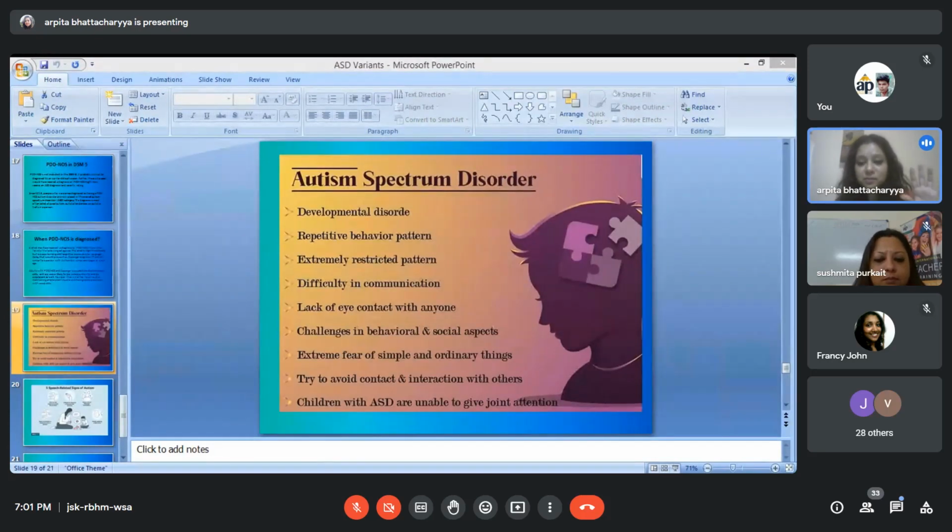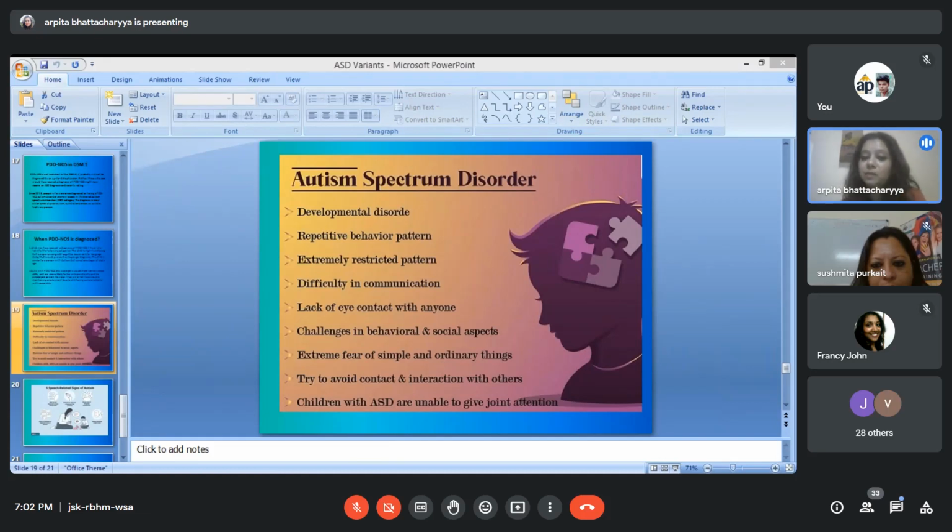So autism spectrum disorder, I'm just summing up. It's a developmental disorder. The symptoms will be manifested during the developmental years, and developmental years is 0 to 18 years. But with autism, we can definitely find by 3 years. Repetitive behavior pattern, extremely restricted pattern, difficulty in communication, lack of eye contact with anyone, challenges in behavioral and social aspects, extreme fear of simple and ordinary things.